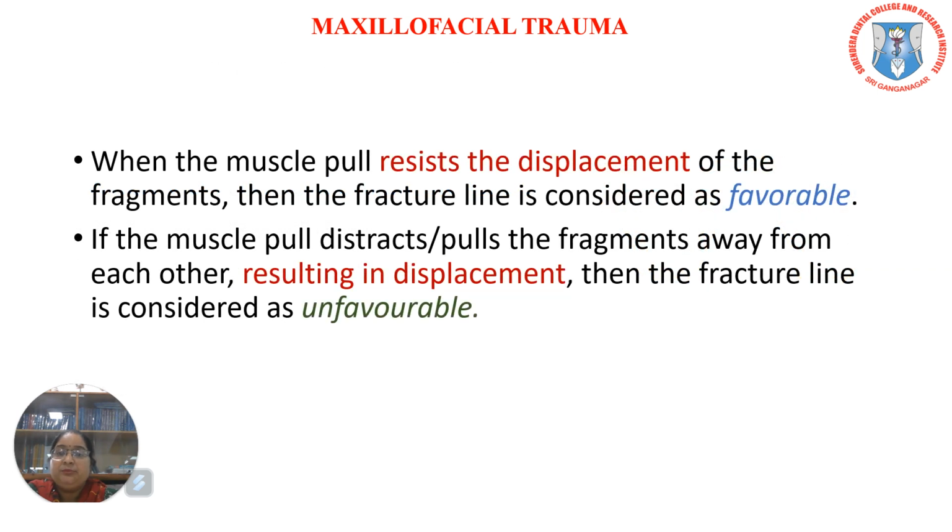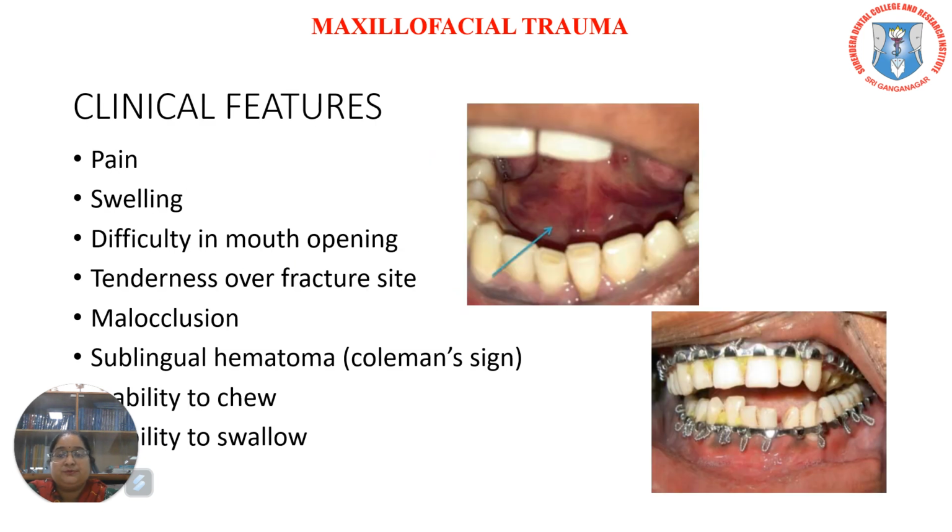This favorability depends on muscle pull. When the muscle pull resists the displacement of fracture segments, the fracture line is considered favorable. Opposite to that, when the muscle distracts or pulls the fragments away from each other, resulting in displacement, the fracture line is considered unfavorable. Unfavorable fractures are difficult to treat and may need an extraoral approach.